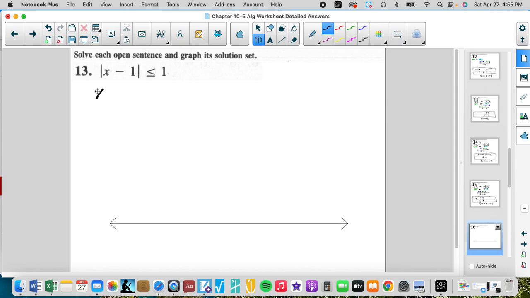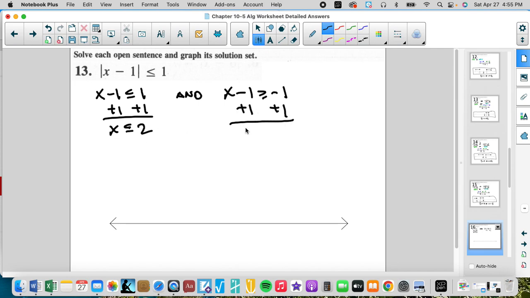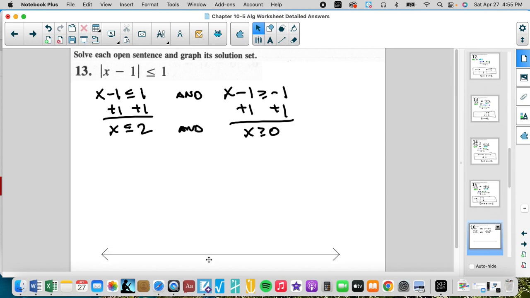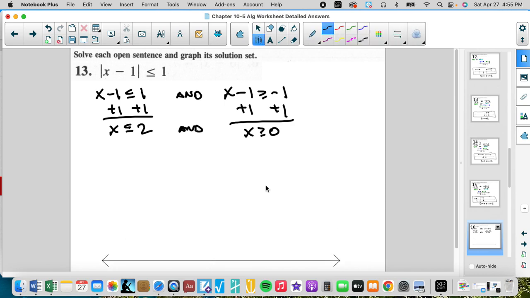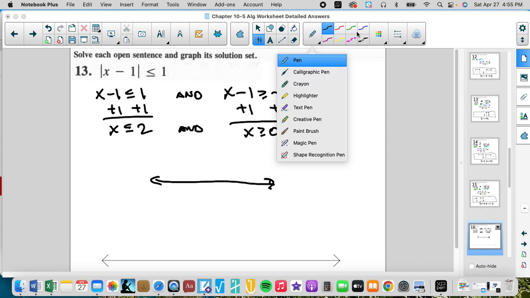Good. Let's do x minus 1 is less than or equal to 1, less than, so that's an and. X minus 1 is greater than or equal to negative 1. So let's add 1, add 1. X is less than or equal to 2. Add 1, add 1. X is greater than or equal to 0. And that's an and. Let's move this down so we can have our sketch.